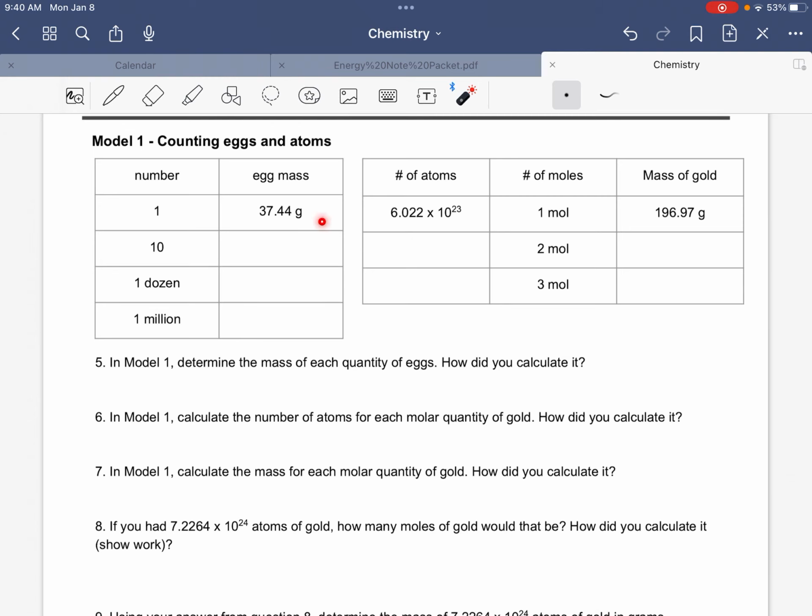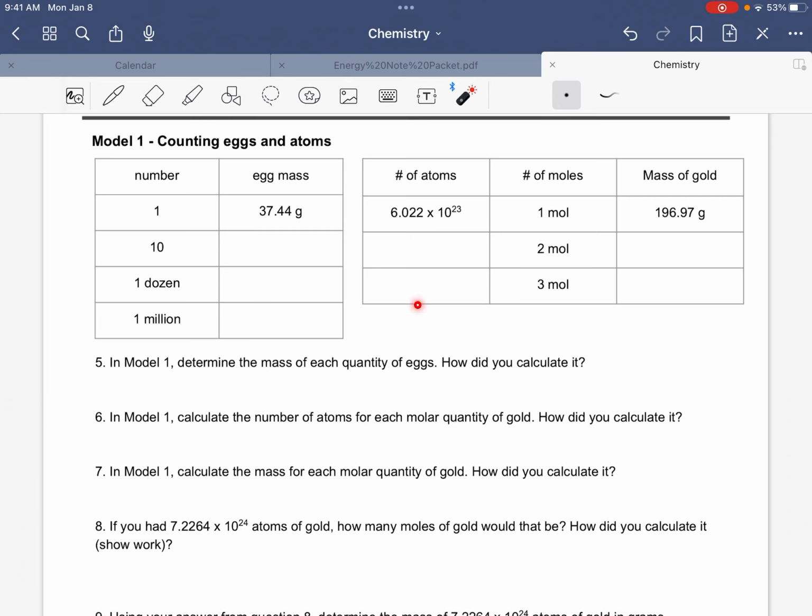I'm not going to go through and do all that math with you because those are pretty simple calculations. Just make sure you go through that. I explained how we calculated it: we just multiplied the quantity by the mass of a single egg. For number 6, it says in Model 1, calculate the number of atoms for each molar quantity of gold, and how did you calculate it?